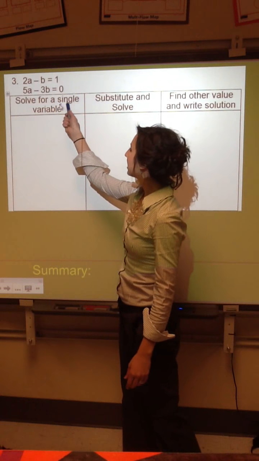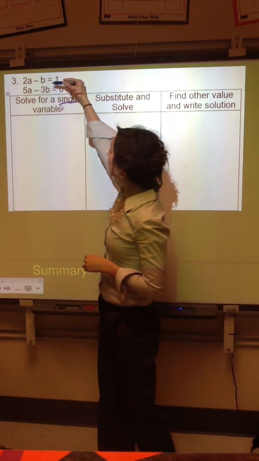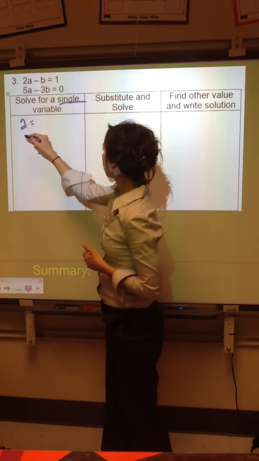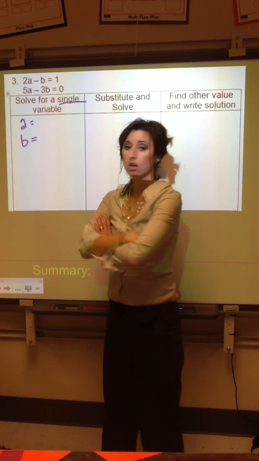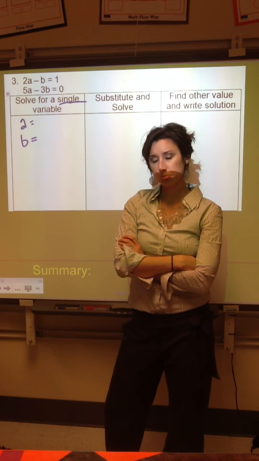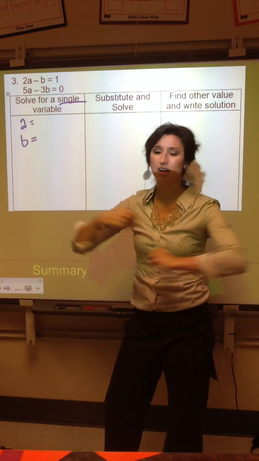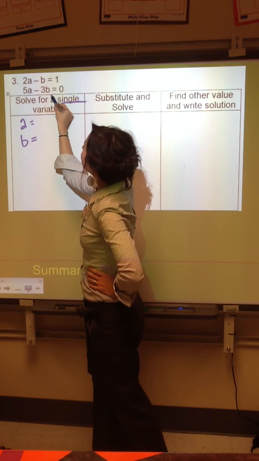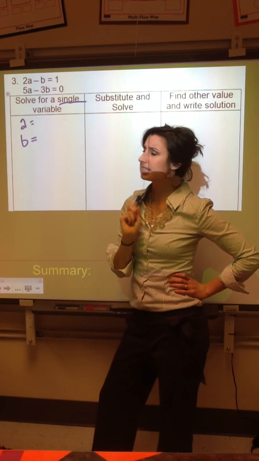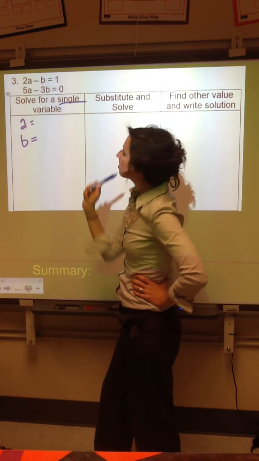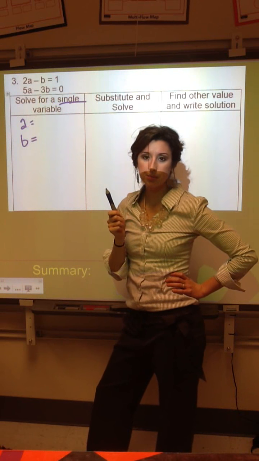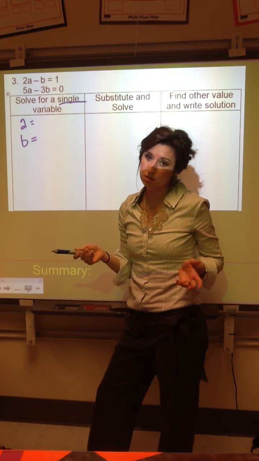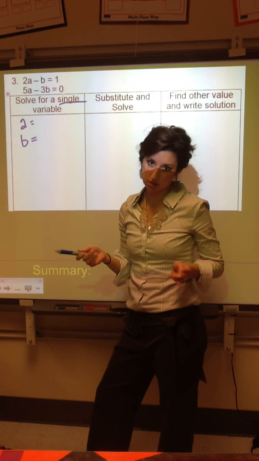Remember, if I'm solving for a single variable, I either need it to say A equals or B equals. Do either of those already say that? No. Got to do a little work, okay? Am I ever going to use this one? Let's think about it. If I move these things, they're still connected to a number. That means I'm going to have to divide. Do I ever want to divide when I'm substituting? No, we don't like fractions, okay?